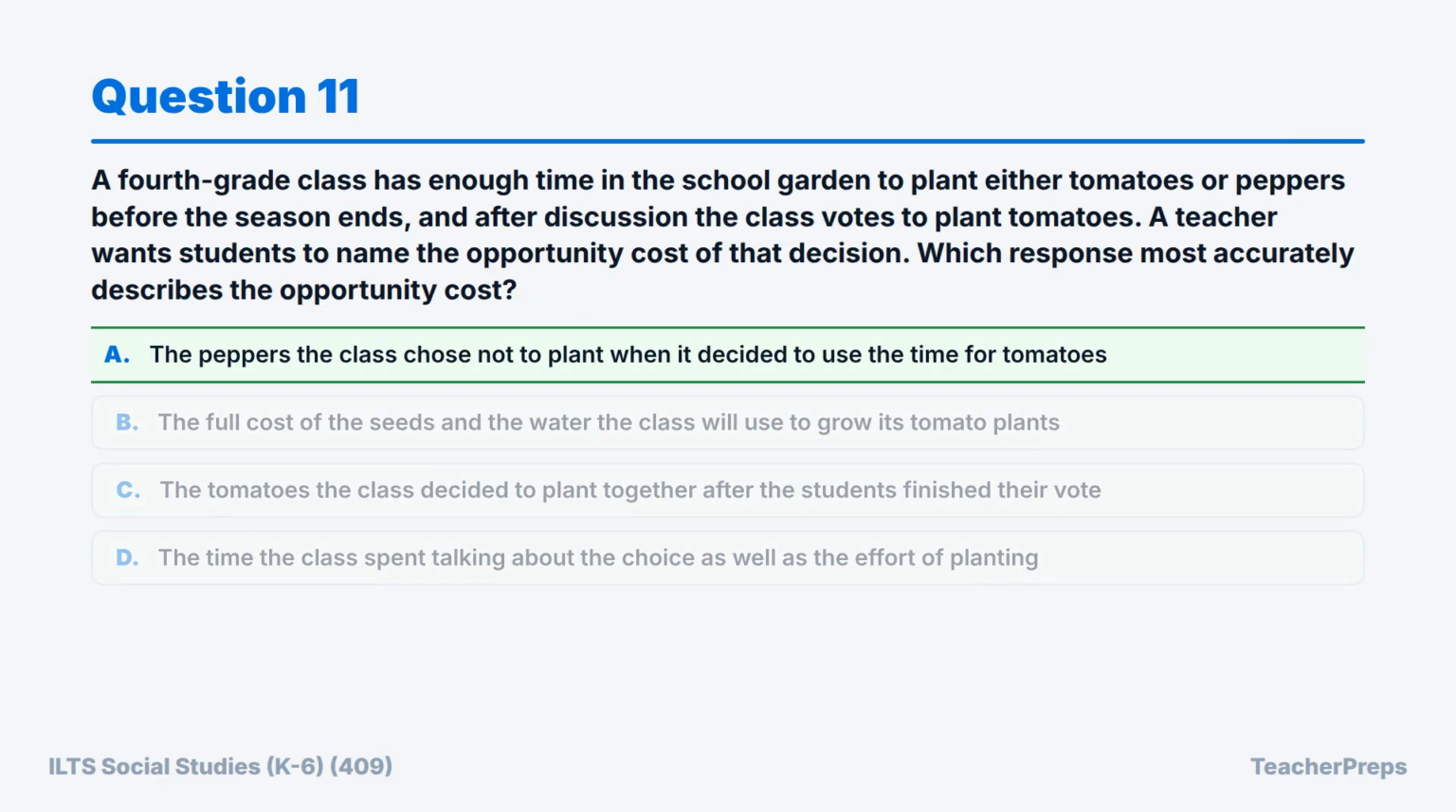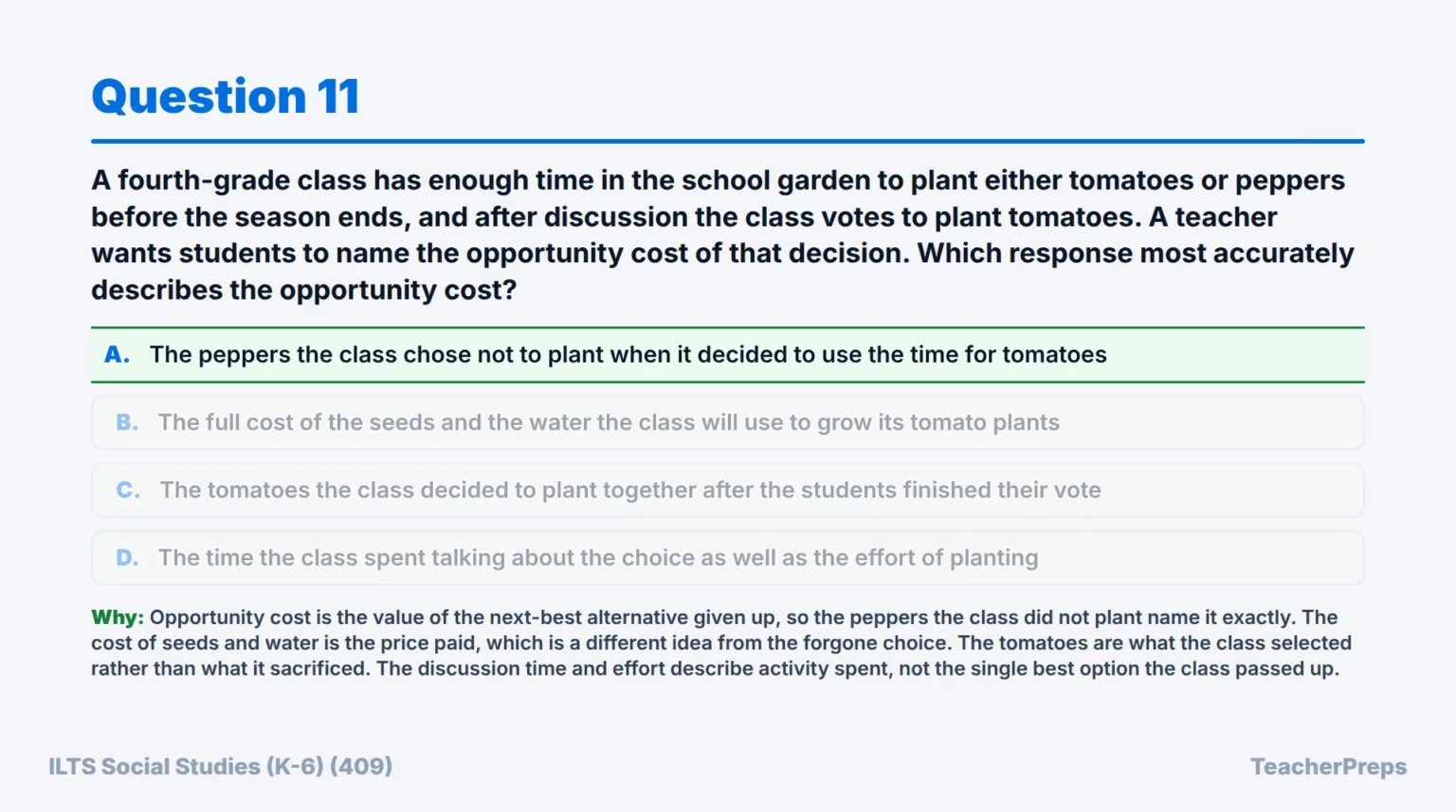The correct answer is A. The peppers the class chose not to plant when it decided to use the time for tomatoes. Opportunity cost is the value of the next best alternative given up, so the peppers the class did not plant name it exactly. The cost of seeds and water is the price paid, which is a different idea from the foregone choice. The tomatoes are what the class selected rather than what it sacrificed.